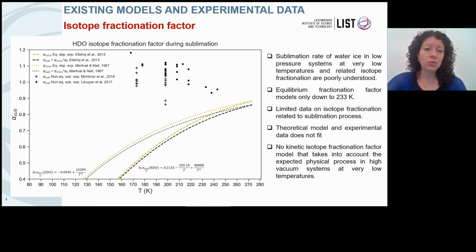And when we extrapolate those models down to very low temperatures, it returns non-coherent data, as you can see here in the dashed and dot lines. And there is limited data on isotope fractionation related to sublimation processes. Here we can see with the plus and dot markers data from experiments done by Mortimer and Lecuyer, and we see that this experimental data and the theoretical models do not fit. There is no kinetic isotope fractionation model that takes into account the expected physical processes in high vacuum systems at very low temperatures.